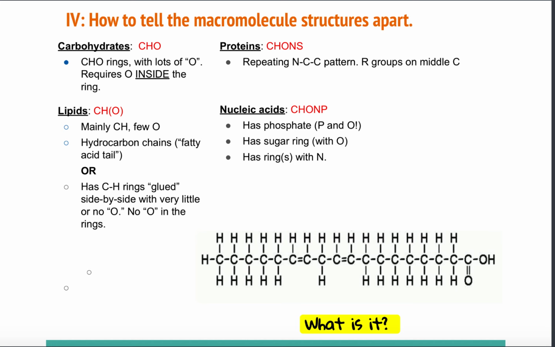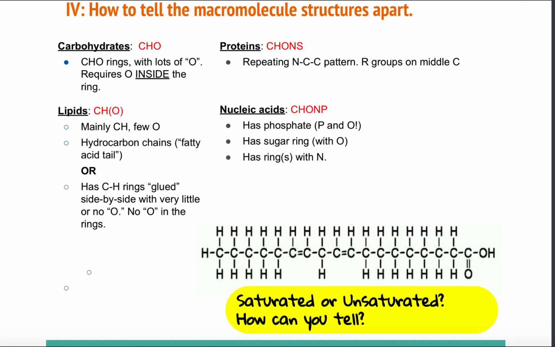So this molecule, what is this? Is it a carb, lipid, protein, or nucleic acid? You see this huge stretch of C's and H's, so that's how I know it's a lipid. Okay, now, is this lipid saturated or unsaturated? If you think of the definition, remember, along the CH stretch, if there are double bonds, any double bond, it becomes unsaturated.